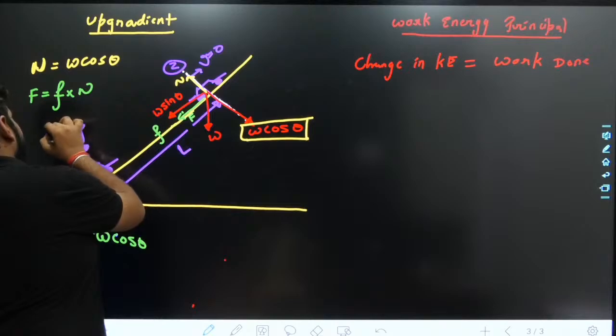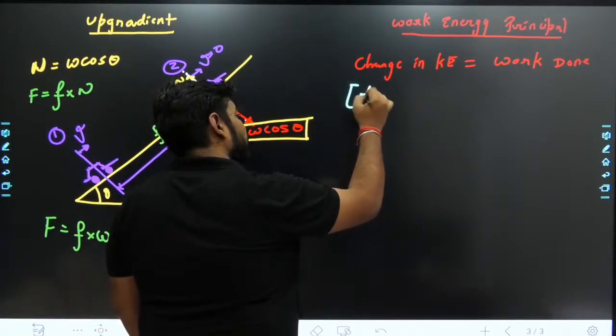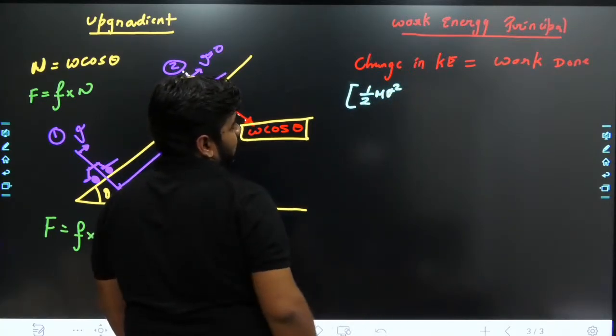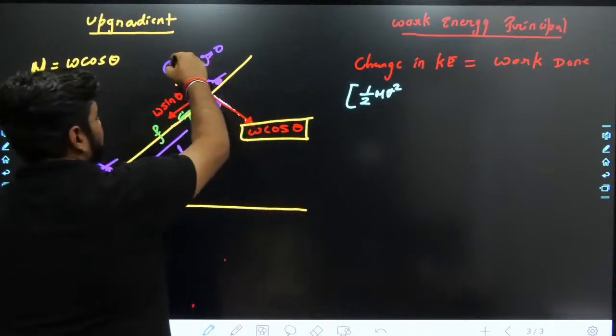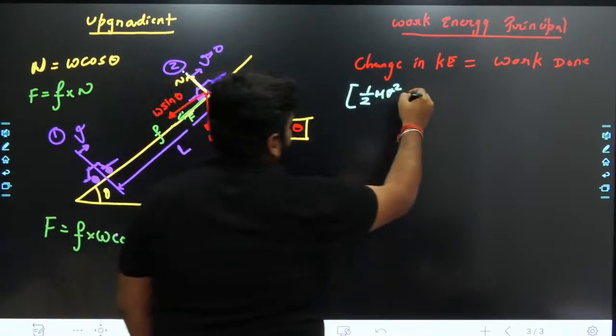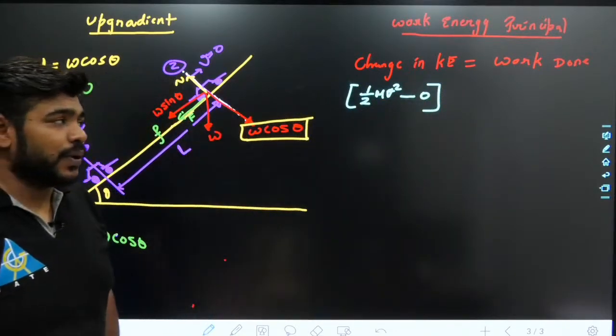At position number 1, the kinetic energy will be half mv square. And for position number 2, the kinetic energy will be 0 because velocity is 0. So the change in kinetic energy is equal to half mv square.